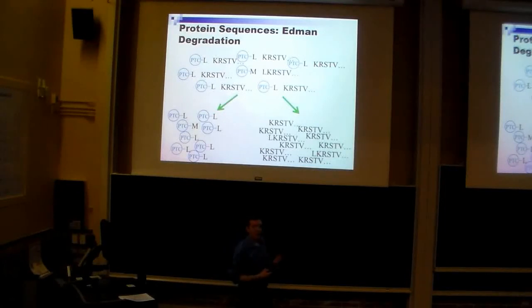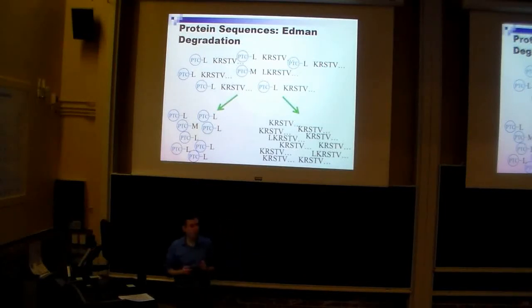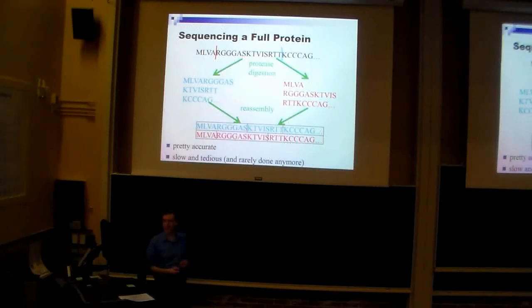So you can only do this a small number of times before the mistakes start overwhelming the actual data, but you can get short sequences, sequences of peptides, maybe 10 or so amino acids, and then you can use other techniques to try to get full proteins.